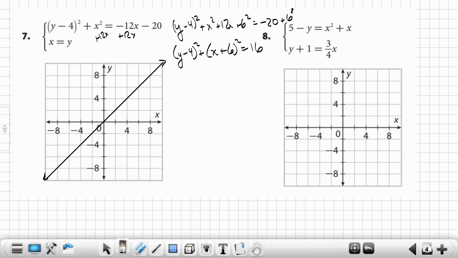That's 16. So this is a circle with center at 4, negative 6, and the radius is 4. All right, so 4, negative 6. There's the center of our circle, and the radius of this circle is 4.